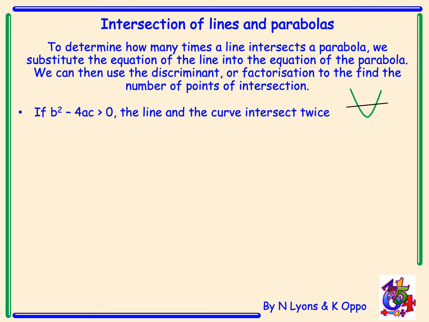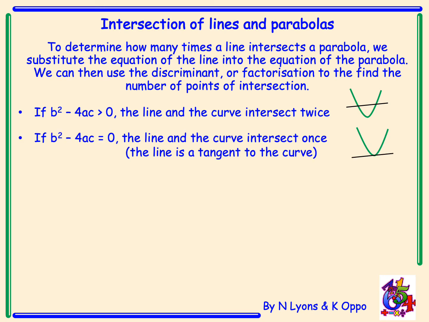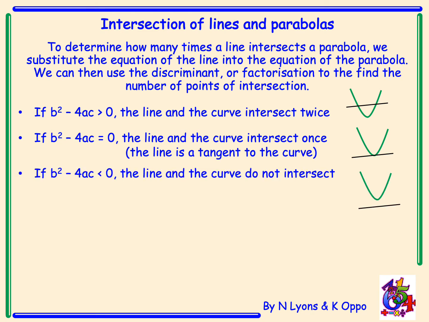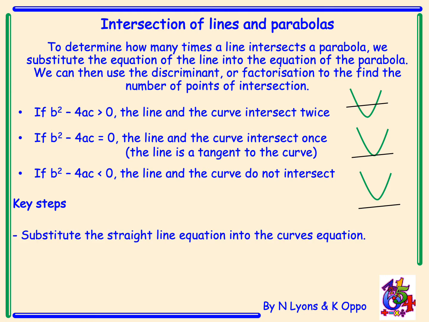Remember from National 5 that if your discriminant is greater than 0, the line and the curve will intersect twice. We have real roots. If the discriminant is equal to 0, we have equal roots and the line and the curve intersect once, and therefore the line is a tangent to the curve. And if your discriminant is less than 0, there are no real roots, the line and the curve do not intersect.